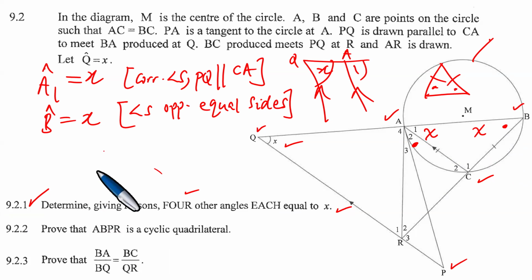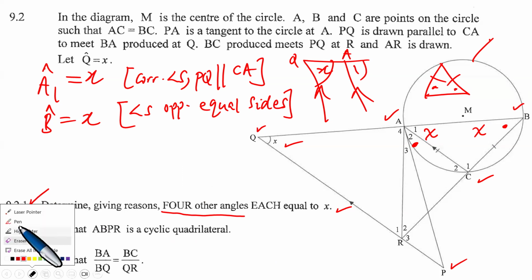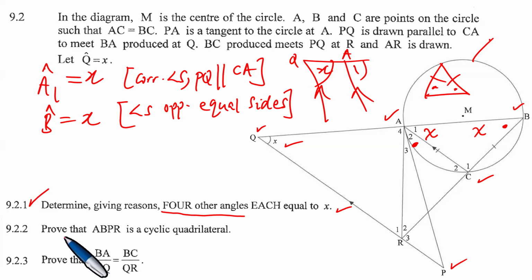Next, what other angle? We need two more. What other angles are equal to X? I even marked some of the angles there. We already have two of them. The examiner said 4, so we need two more. Who can find it? I'm not sure about R2, sir. Okay, R2 is a little bit tricky there.